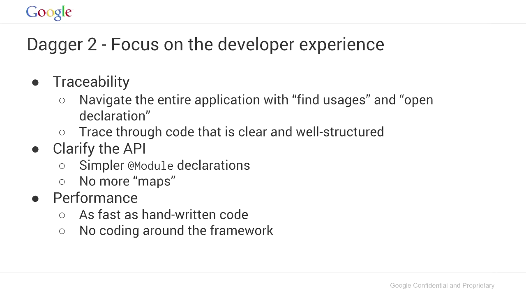And I also want to trace through code that looks kind of like what I wanted to write. If I were to undertake doing 100,000 lines by hand, I want the code that's generated to look exactly, or within reason, exactly like what I would have written myself. We also want to clarify the API a little bit. Simpler module declarations, they can get kind of convoluted sometimes because of how things are composed at runtime. And no more maps. That map-like API, we're getting rid of it once and for all. And then performance. Performance was actually one of the big motivators for why we want Dagger 2.